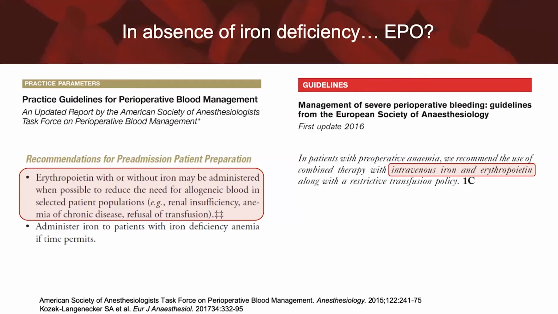Then, in absence of iron deficiency or in case of inflammation, it is proposed to use erythropoietin. You have here the two most recent recommendations of the American Society of Anesthesiology and the European Society of Anesthesiology. Both propose erythropoietin with or without iron, but preferably with intravenous iron to treat anemia in pre-op periods.